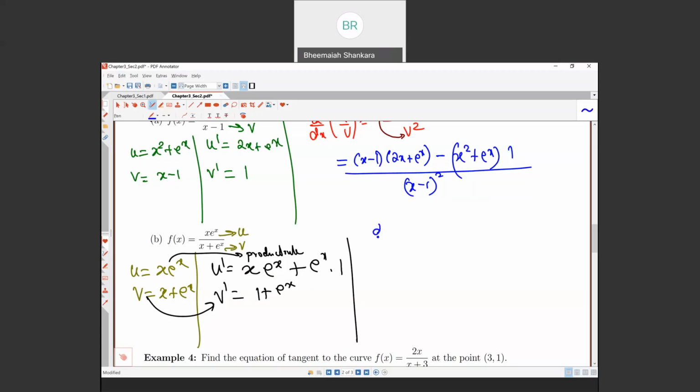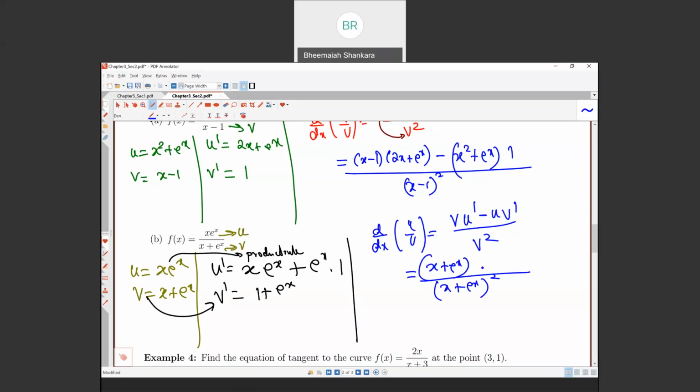So the derivative of u divided by v is the denominator squared, v squared, and always start with the denominator v, u prime minus u v prime. So this is x plus e to the x squared, and then you have v u prime. So v will be your function x plus e to the x, u prime is x e to the x plus x e to the x, then negative u, x e to the x, v prime is 1 plus e to the x.